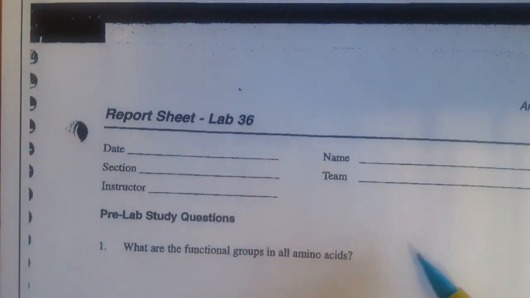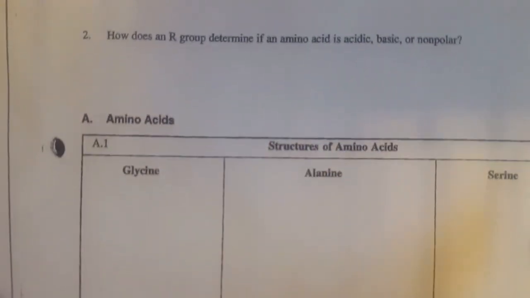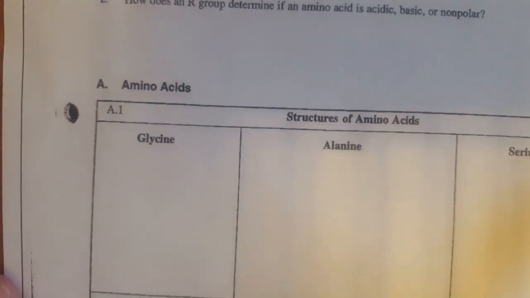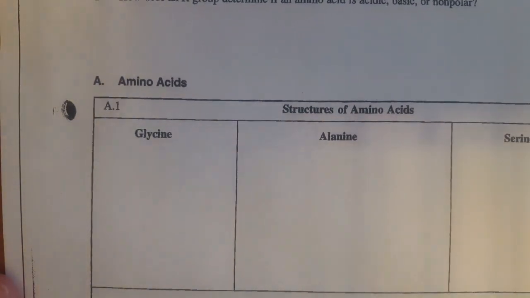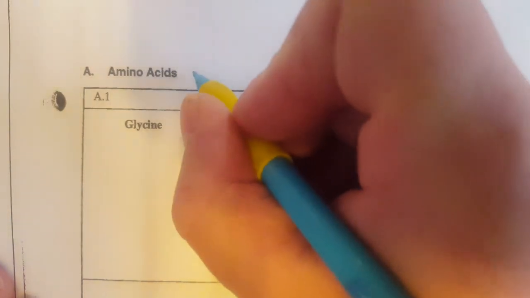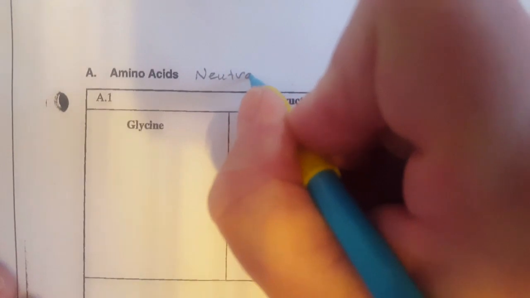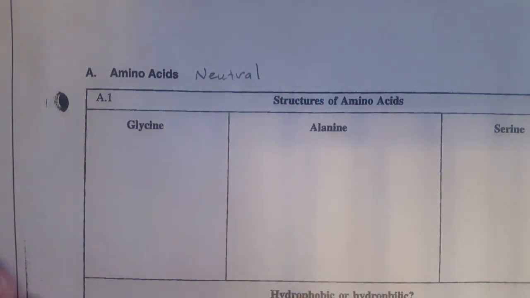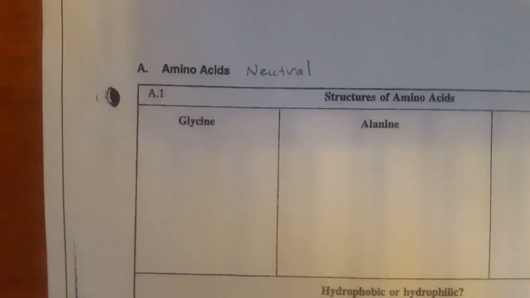So you're going to answer the pre-lab questions, and then you're going to go to section A and complete this information. So the first thing you have to do is draw the structure of glycine. I'm going to do this for you, but I want you to draw this as a neutral structure. So I'll do it for glycine. Then you do it for alanine and serine.